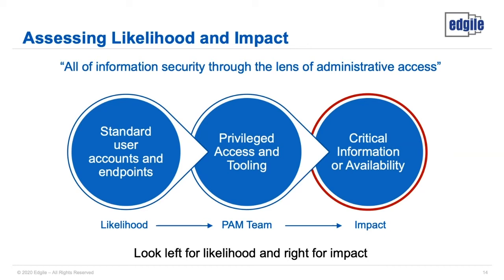So to the right, when you turn to the right, you have the actual target, right? Critical information or availability. And typically speaking, in most configurations, they cannot get from where they're landing to where they need to go without coming through you, right? So we use the phrase at the top of the slide a lot. We really do believe that privileged access management is all of information security through the lens of administrative access.